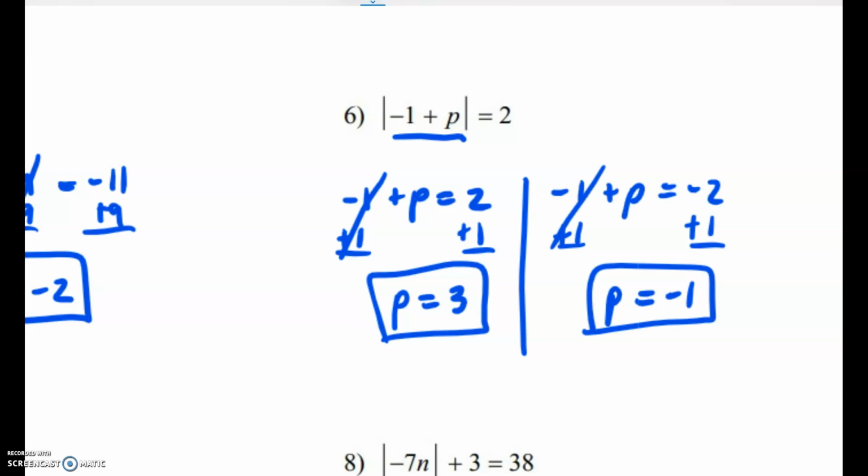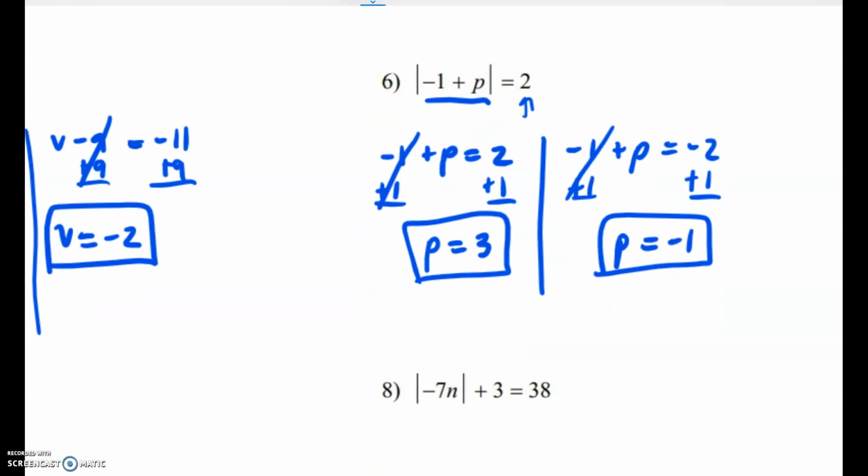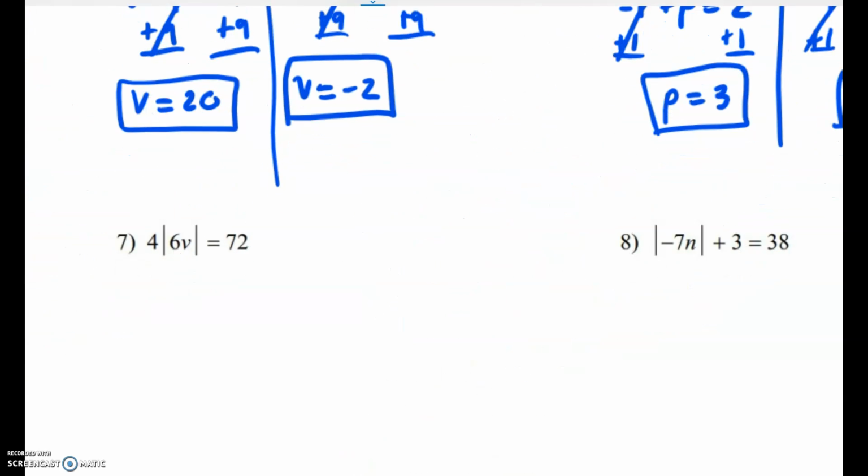Okay, so just a reminder, you want the absolute value by itself, and then you set it equal to the positive of what's on the other side and the negative of what's on the other side. So that's why I got 2 and negative 2. All right, let's take a look at number 7.